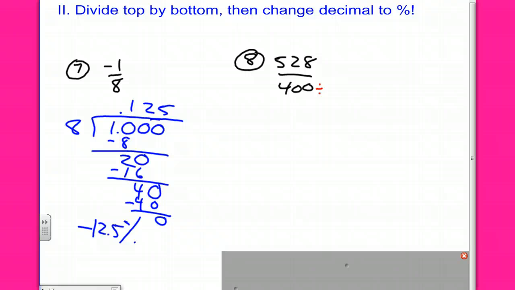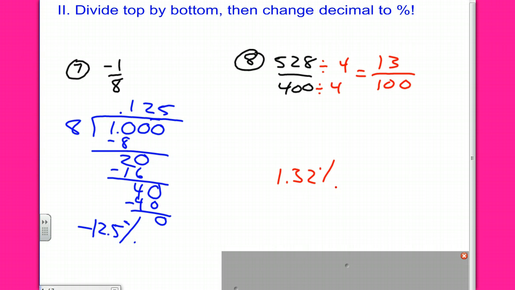Okay, so 528 over 400 is what percent? Well, 1.32. Who got 1.32%? That's correct. Okay, so you could just divide 528 by 400. Notice it's a little hint here. You could divide top and bottom. I'm sorry, I wrote the wrong number. By 4, and you would get 1/3. Because you move the decimal.